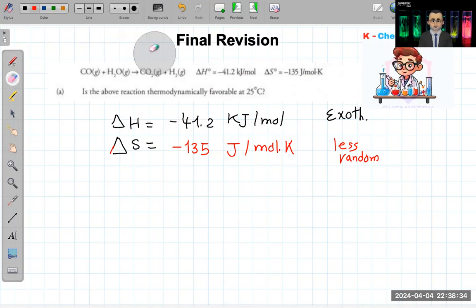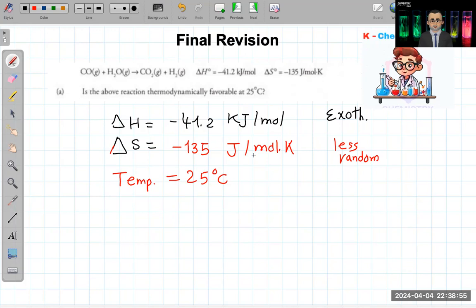In this case, you have to depend on what? On the value that he has given you. And what is the temperature here? He said the temperature is the temperature, but take care, this is temperature in what? In Celsius. So temperature is equal to 25 degrees centigrade. And he is asking if the reaction is thermodynamically favorable or not.